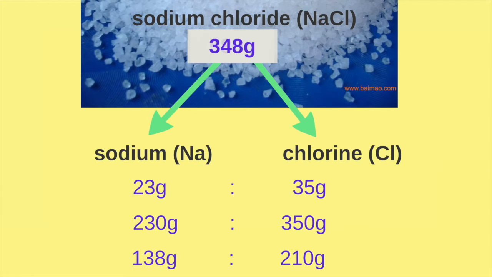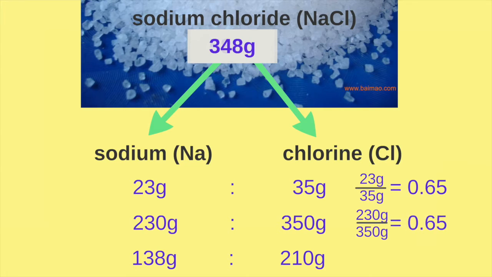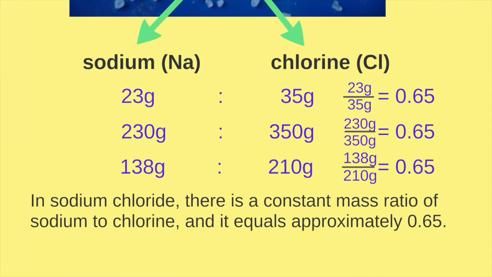Now, the interesting thing happens when you look at the ratio between the masses of sodium and chlorine. If you divide the 23 grams of sodium by 35 grams of chlorine, you get a ratio of approximately 0.65. The same is true for 230 grams over 350 grams. That also equals 0.65. And then again, with 138 grams over 210 grams, you get a ratio of 0.65. So what Davies found from this is that in sodium chloride, there is a constant mass ratio of sodium to chlorine, and it equals approximately 0.65.